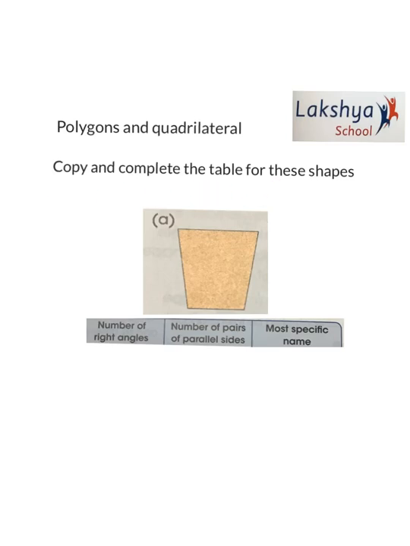Complete the table for these shapes. A. When you observe this, we know that this is a trapezium. So the name for this is trapezium. Number of right angles: we find that no angle over here is a right angle, so the number of right angles is 0. The number of pairs of parallel sides is this and this side, so it is 1. Do find the number of right angles, parallel sides and the specific name for the other shapes too.